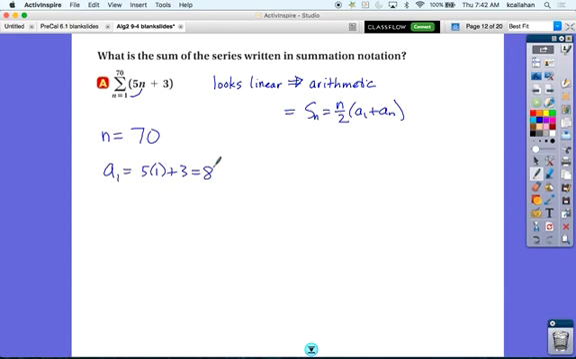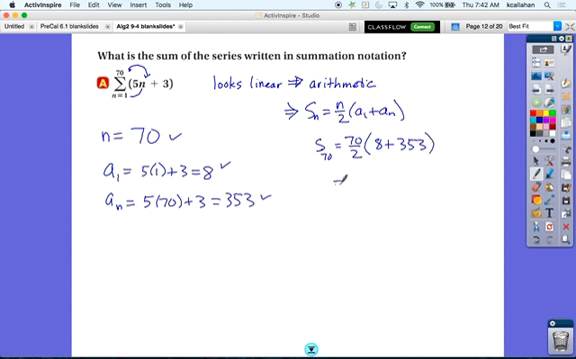How would we find the last term? We would plug in the upper limit. a sub n, which is going to be a70, is going to be 5 times 70 plus 3, which is 350 plus 3, 353. So those are the 3 numbers we need to plug in over here. S sub n, actually let me change that, S70, because I know I'm adding up 70 terms, is 70 over 2 times 8 plus 353.